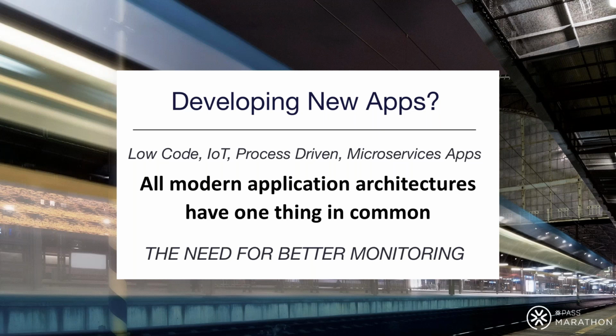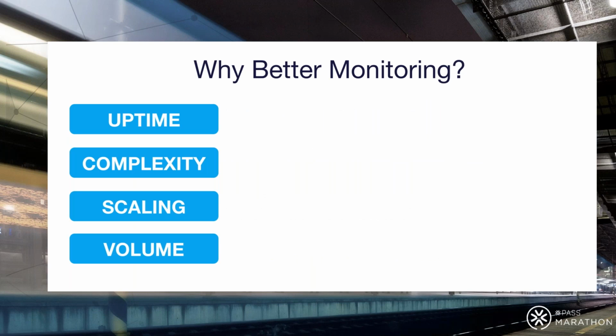But it does not matter what kind of application you build, because no matter what kind of new application architecture you adopt, all these modern application architectures have one thing in common, and that is the need for better monitoring. So obviously the question is, why better monitoring? And the reason is there are several aspects for adopting new application architectures. And if you look across the board, there are four things which stand out why we see customers adopting new application architectures. And first and foremost is uptime.